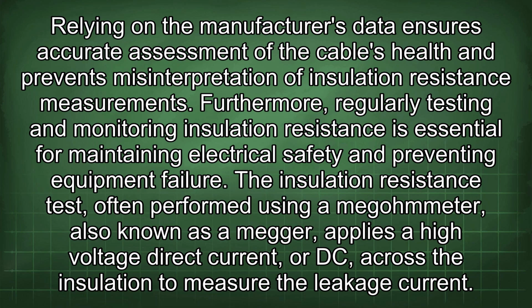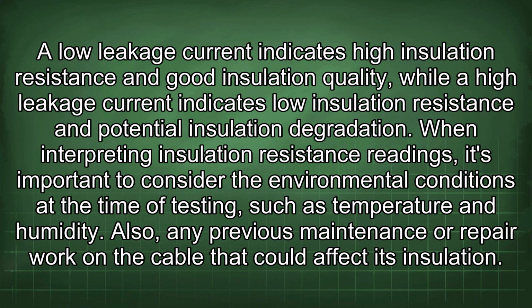measurements. Furthermore, regularly testing and monitoring insulation resistance is essential for maintaining electrical safety and preventing equipment failure. The insulation resistance test, often performed using a megohmmeter, also known as a megger, applies a high voltage direct current, or DC, across the insulation to measure the leakage current. A low leakage current indicates high insulation resistance and good insulation quality, while a high leakage current indicates lower insulation resistance and potential insulation degradation.